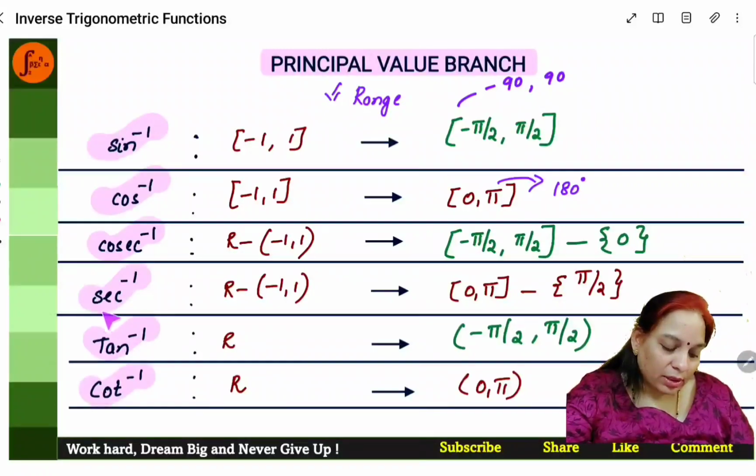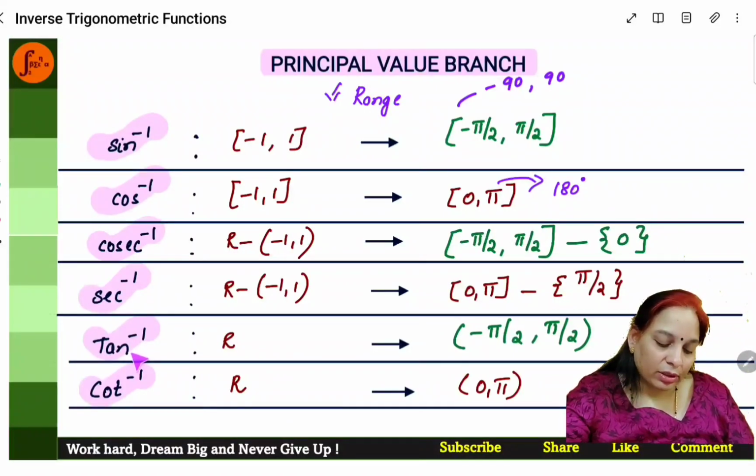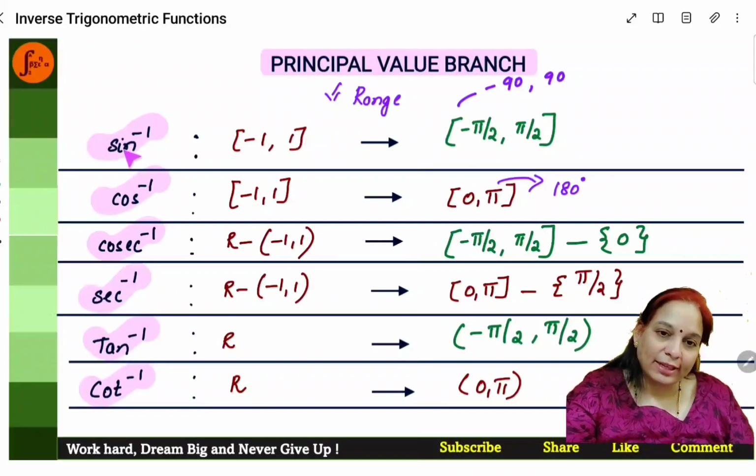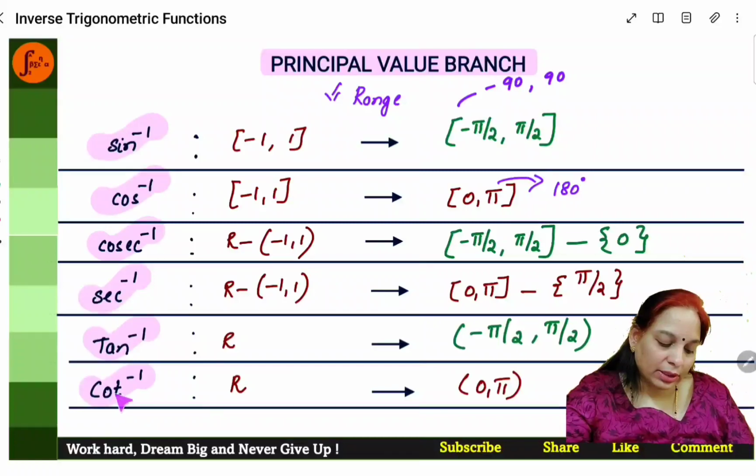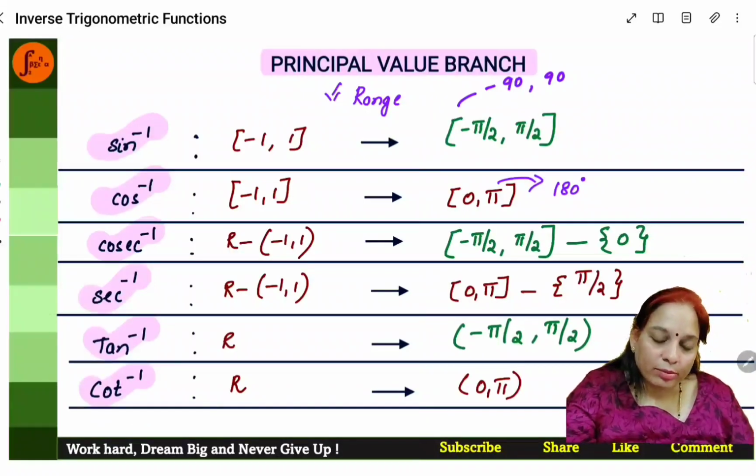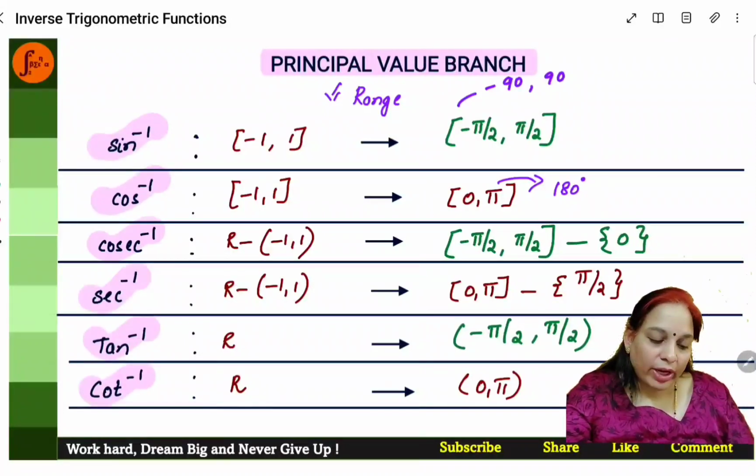Now, similarly, for sec inverse. Sec inverse is same as cos, 0 to pi. Tan inverse is same as sine inverse, minus pi by 2 to pi by 2. Cot inverse is same as cos inverse, 0 to pi. So, we will have to remember this table to solve any of the problems related to inverse trigonometric functions.